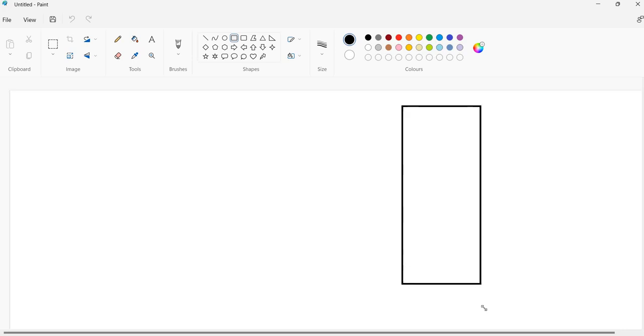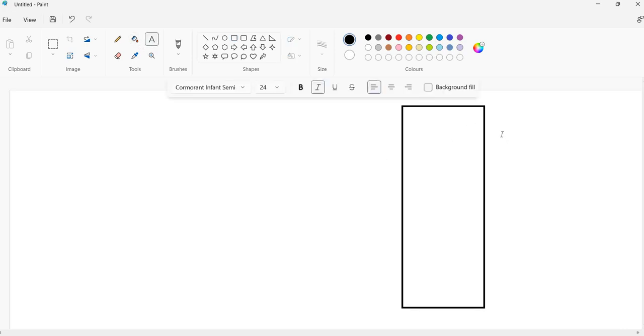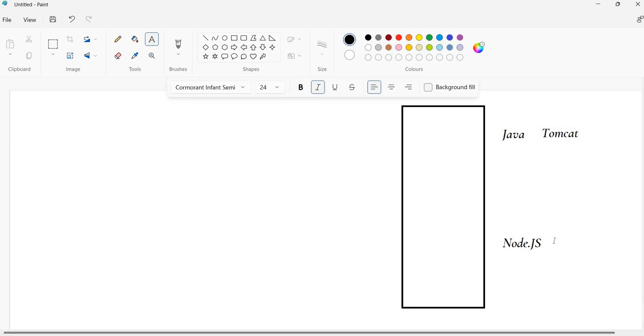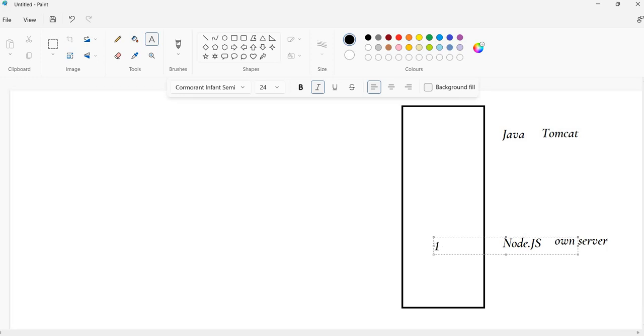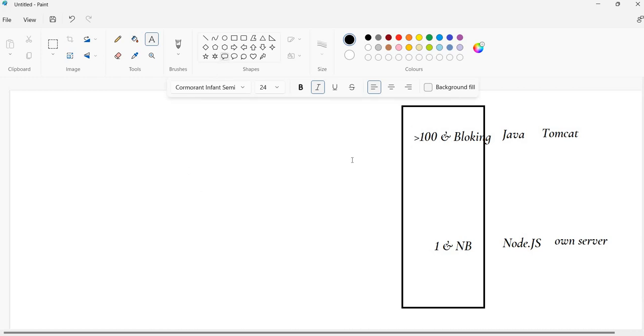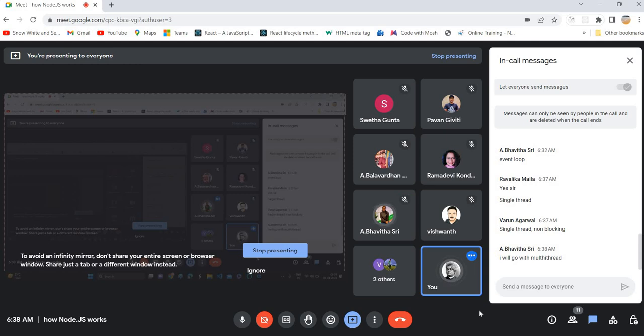Suppose on the server side, we have two superheroes. One is Java. Another one is Node.js. If you build a web server with the help of Java, that is okay. Most ready-made servers are already there, like the Tomcat server. Here you need to create your own server. I will discuss that in detail. But here it is single thread and non-blocking. Java is multi-thread, suppose minimum 100 threads, and blocking. Now suppose you want to build an application, which server will you prefer? Tell me, will you go with Node.js or with Java?